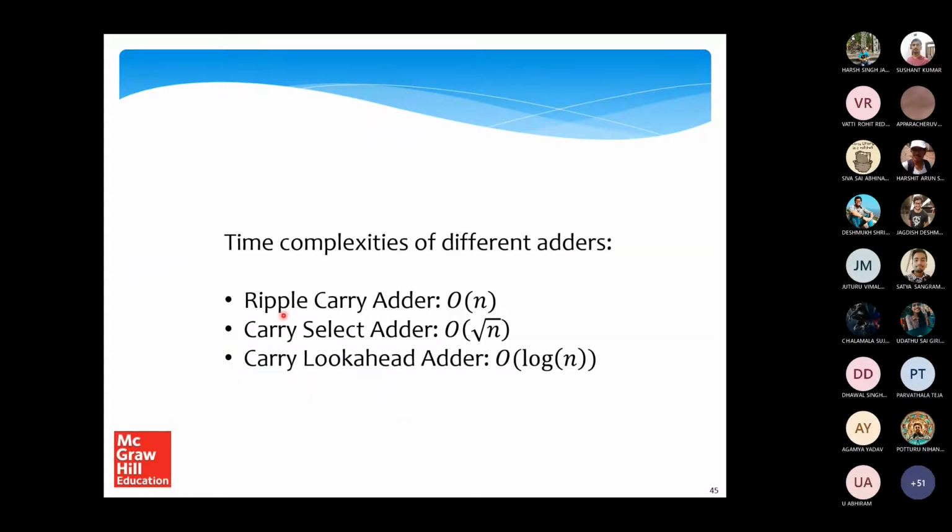Okay, so we have three different adders. One works on order of n, one works on order of root n, one works on order of log n. Obviously, as we go from order of n to order of root n to order of log n, the time gets reduced, but the hardware cost increases, because of the additional decision making units which need to be included in the circuit design.